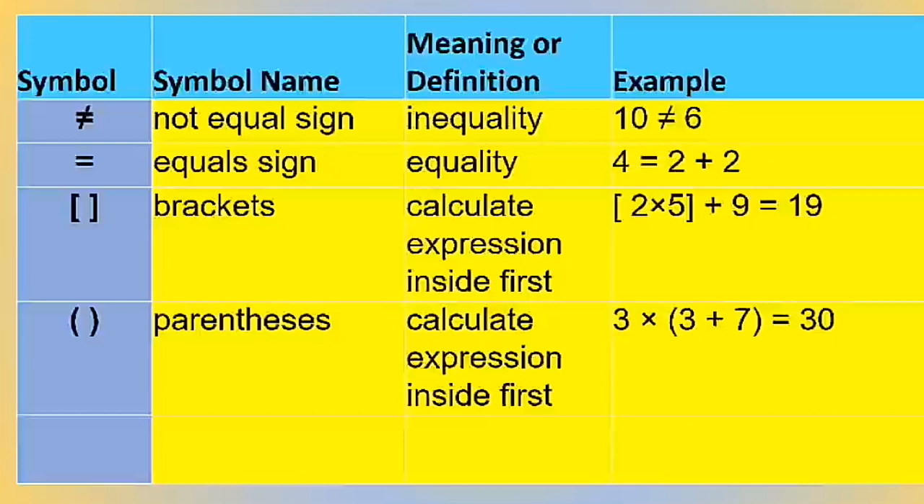Then the last one is the parenthesis symbol. Again, we have to calculate the expression inside it first. So 3 multiplied by 3 plus 7. 3 plus 7 is 10. So 3 multiplied by 10 is equal to 30.